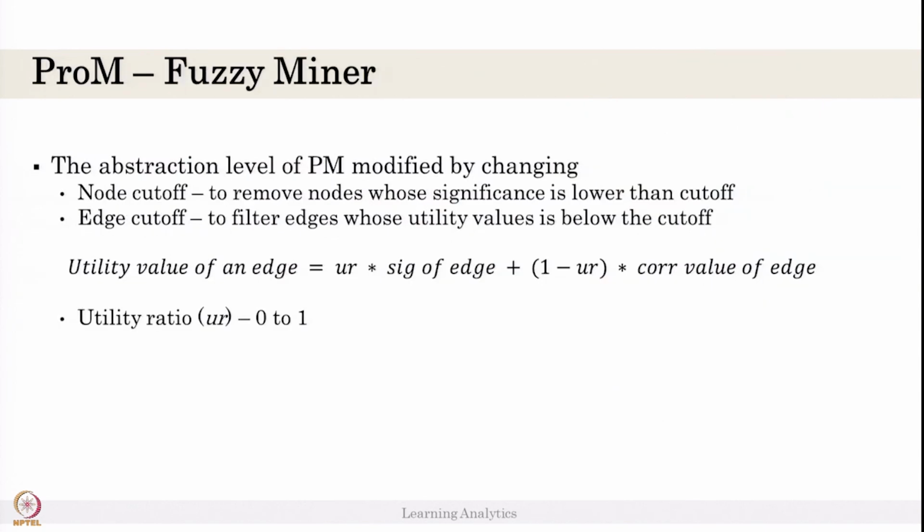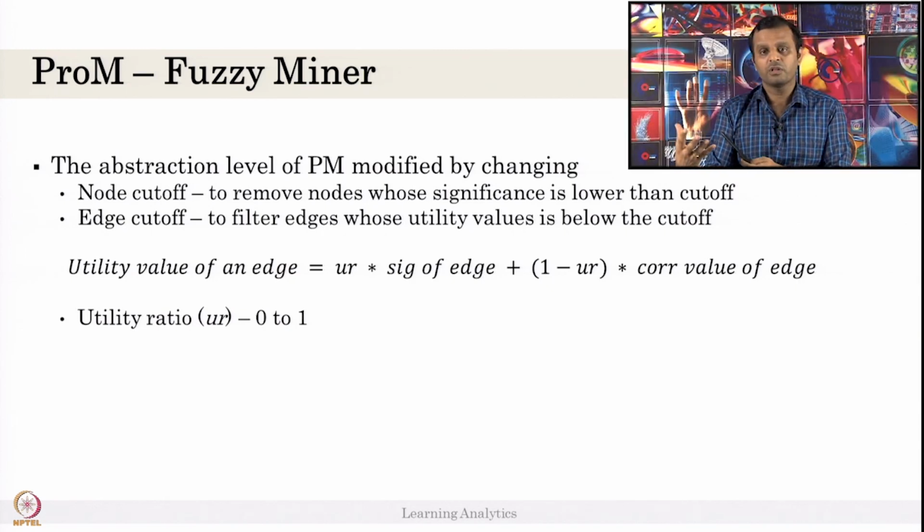So, to change the abstraction level, it is not that fuzzy miner cannot be changed, like the system comes up with its own model. You might say no, there is something I really want, significance is more important, or sometimes I want correlation to be more important. Then you can use 2 values, that is node cutoff and edge cutoff, to remove the nodes whose significance is lower than this. So, 0.3, should we remove it or not, it is your decision. You can say all the nodes with significance less than 0.4 should be removed. So, you can put a node cutoff of say 0.4.